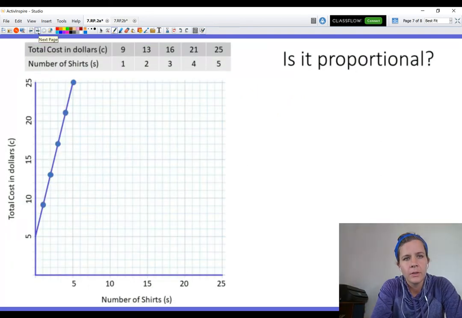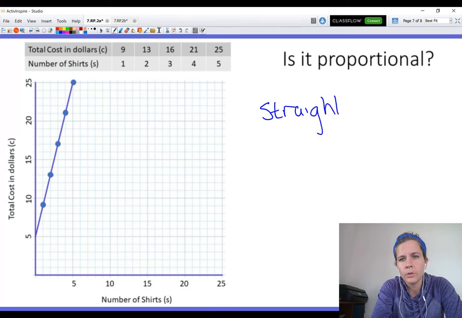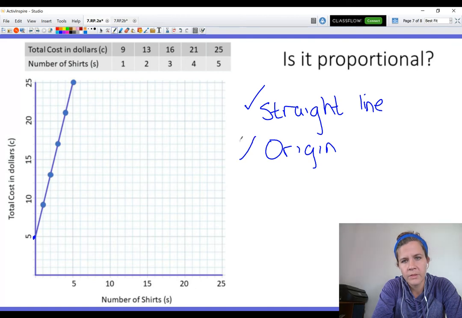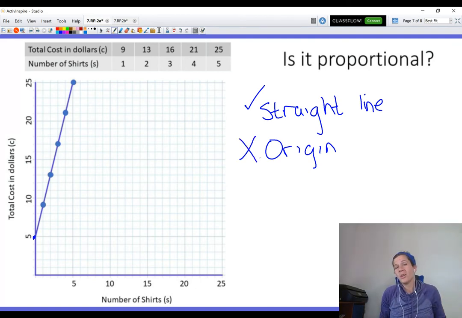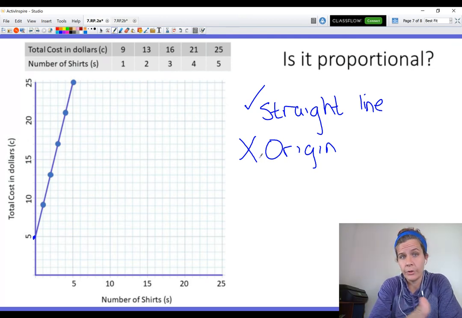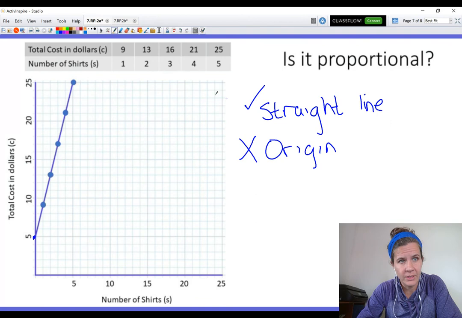Now this one, the gray one, does it form a straight line? Sure, that's a straight line. Now, does it pass through the origin? Well, no, it doesn't. Down here is the origin at 0, 0. It crosses right here at 0, 5. So no, it does not pass through the origin. We saw earlier that this was not a proportional relationship. Now we can see on the graph that it's definitely not a proportional relationship.